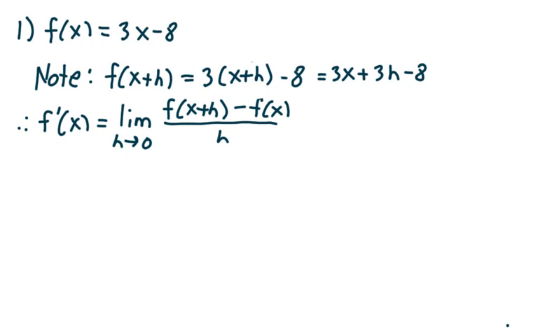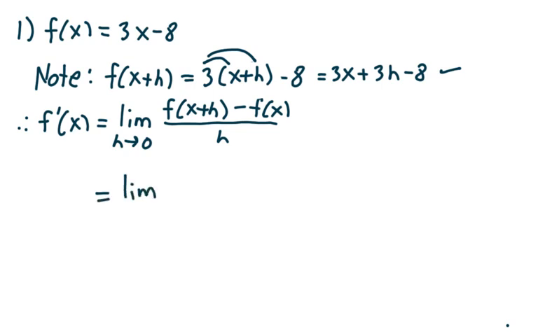f of x plus h is equal to 3 times the quantity x plus h minus 8. If I distribute the 3 inside to each term within the parentheses, I get 3x plus 3h minus 8. f prime of x is equal to the limit as h goes to 0 of f of x plus h minus f of x divided by h.